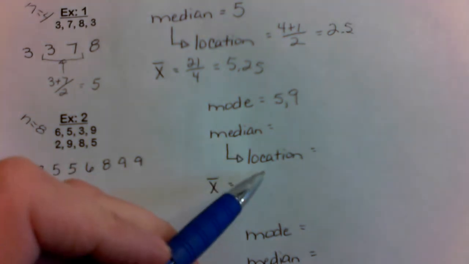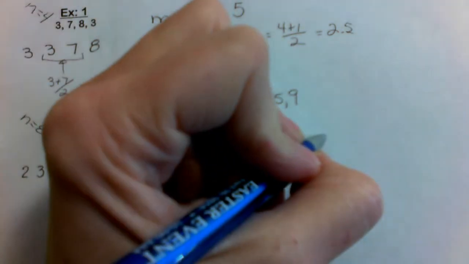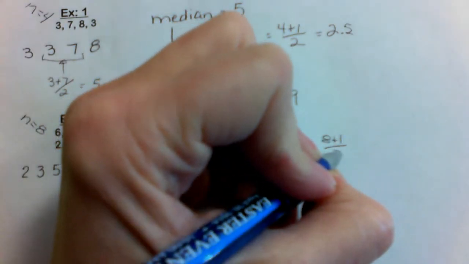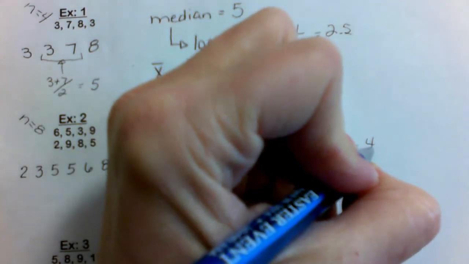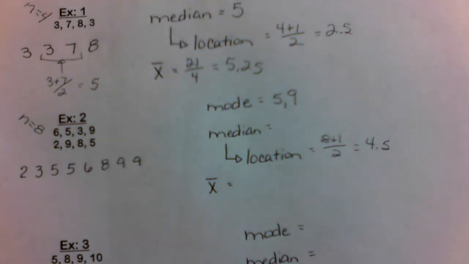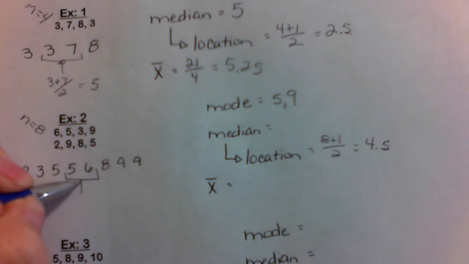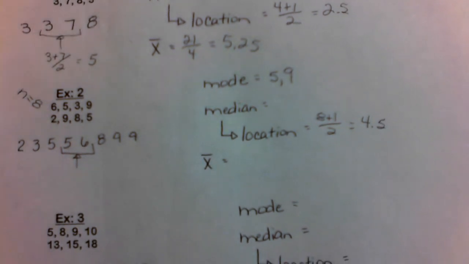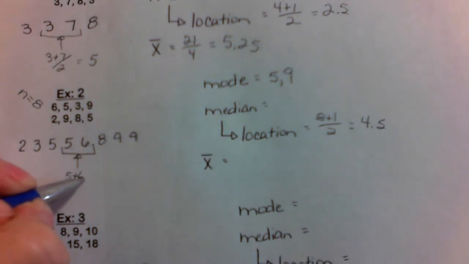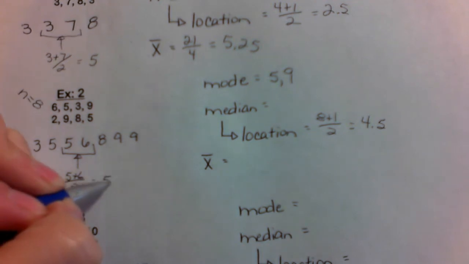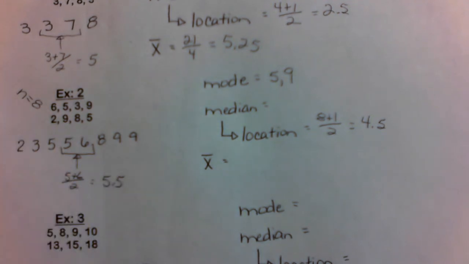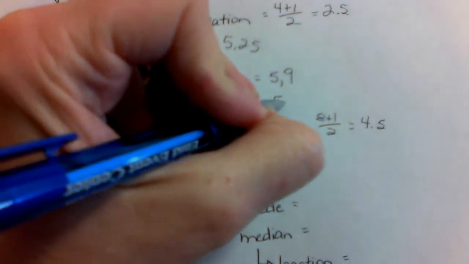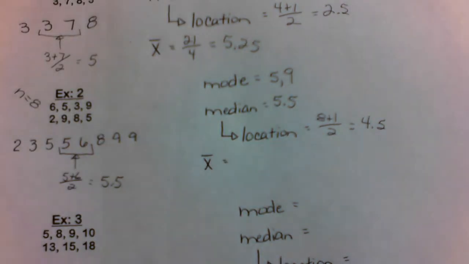Now, what is the location of the median? There are 8 values, so we would do (8 + 1) divided by 2. That's going to be 4.5. 4.5 on your number line is between the 4th and the 5th number, so 1, 2, 3, 4. So our median is between the 4th and the 5th number. And again, it's between 2 values, so I'm going to average those. (5 + 6) divided by 2, that is 5.5. So my median is 5.5.